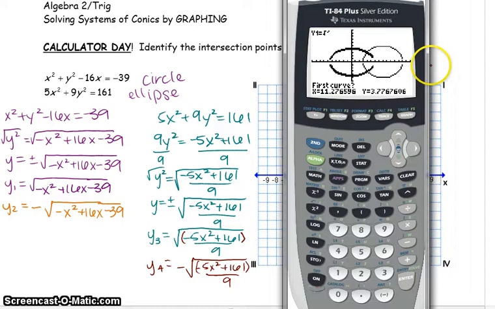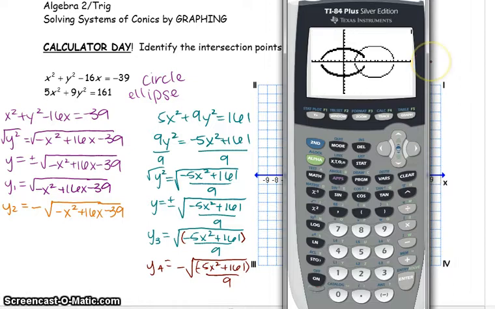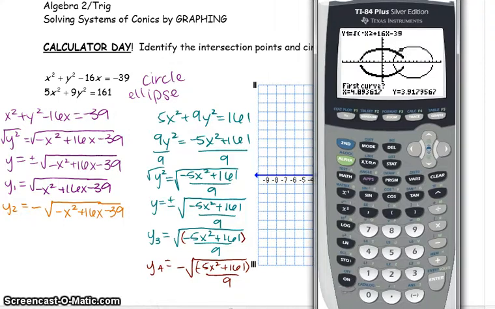Oh, it's moving. Oh. Not sure what's happening. Well, that was weird. I don't know what was happening. But anyway, so we're on our first curve. Now we see our cursor.